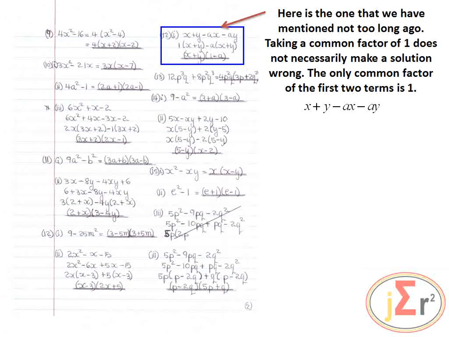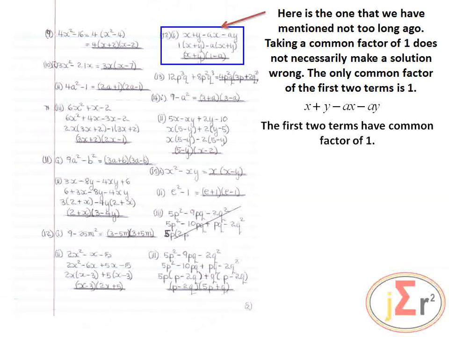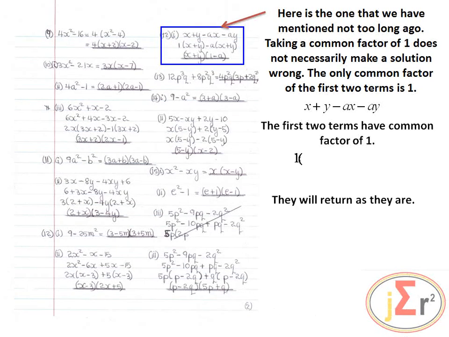Here is the one that we have mentioned not too long ago. Taking a common factor of 1 does not necessarily make a solution wrong. The only common factor of the first two terms is 1. So take it. The first two terms have a common factor of 1. And what do we know? If we take a common factor of 1, the two terms will return as they are, x plus y.